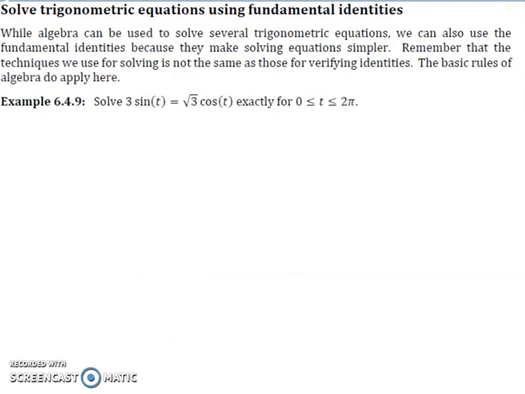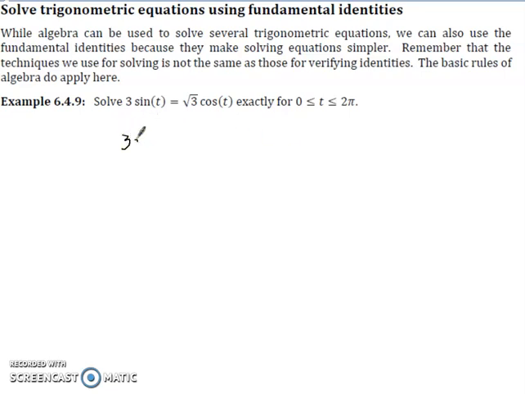In our next section, we're going to solve trig equations using fundamental identities. In the equation I'm asked to solve, I see both a sine and a cosine function. In order to solve, I want to be able to isolate the trig function if possible. So what I'm going to do is write one of these in terms of the other so that I have only one trig function. Ideally sine or cosine, but we can also write it in terms of tangent as well.